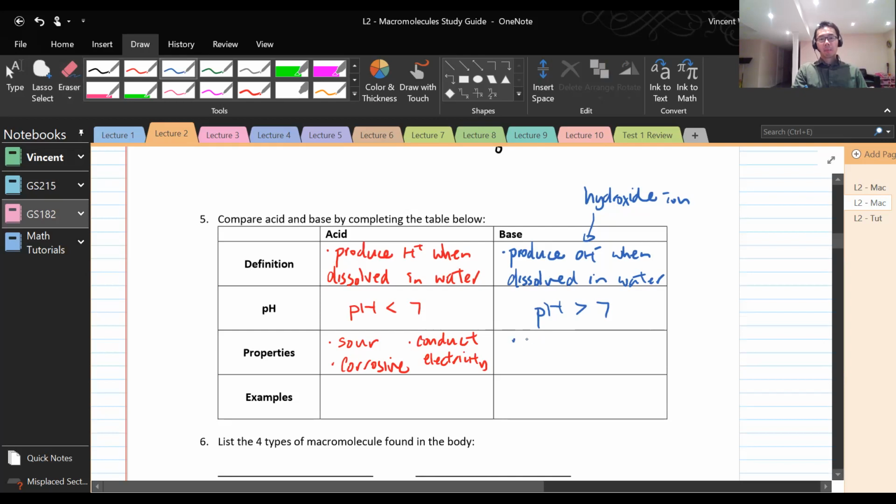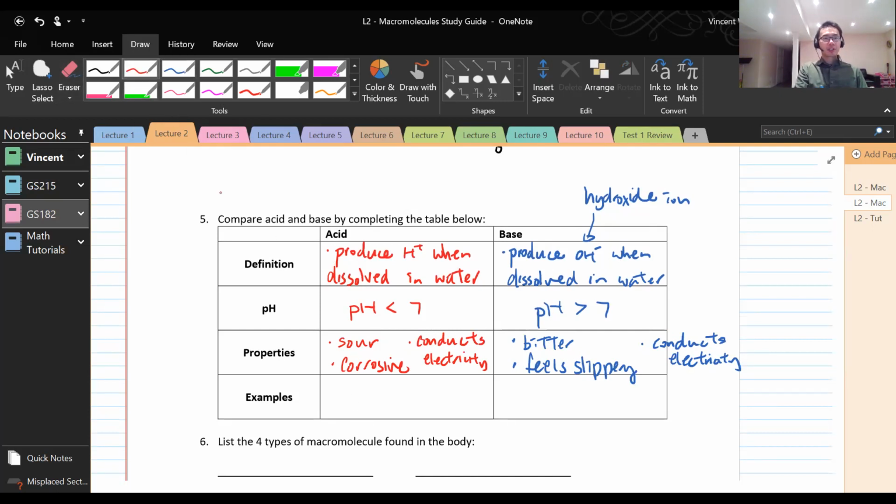Base, they are usually bitter. If you put a bar of soap in your mouth, taste it, it's bitter. It usually feels slippery and slimy. It also conducts electricity.